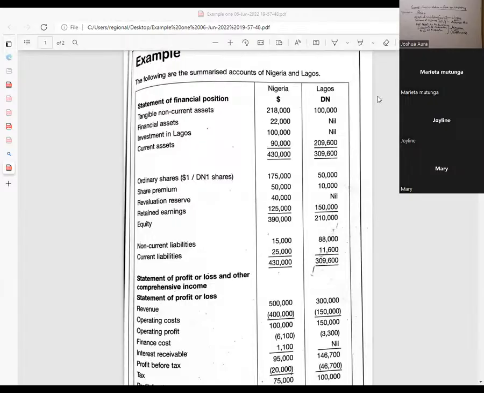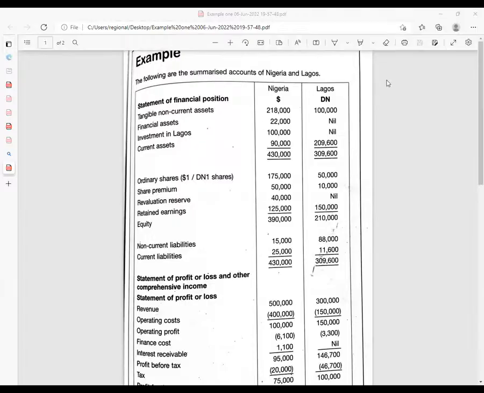So we are given an example here. The following are the summarized accounts of Nigeria and Lagos. So these are two different companies. One company called Nigeria and another one called Lagos. One good thing that I'm able to see is that the Nigeria company has its financial statements presented to us in terms of dollars. Lagos has, in this case, the currency DN there. DN there could be Naira, whatever.